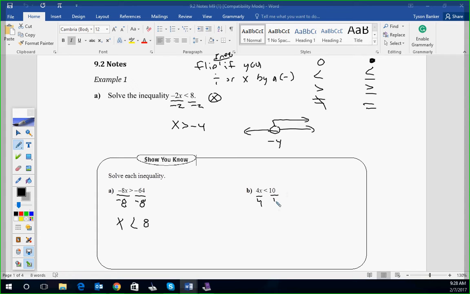Divide 4, divide 4. Not dividing by a negative, so nothing changes. Less than, we can simplify that to 5/2. 10/4 reduces to 5/2. Can you not write 2.5? You can. Okay, any questions there?